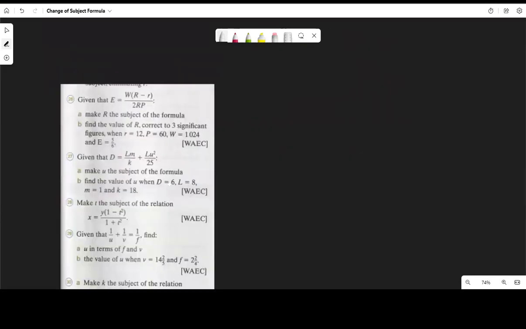39 says, given that 1 over u plus 1 over v is equal to 1 over f. Find u in terms of f and v. That is, we have to make u the subject. 1 over u will be 1 over f minus 1 over v.